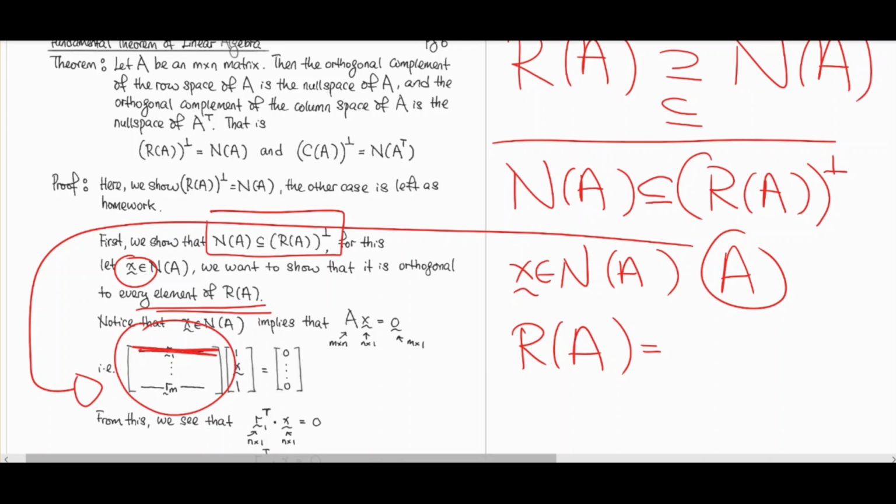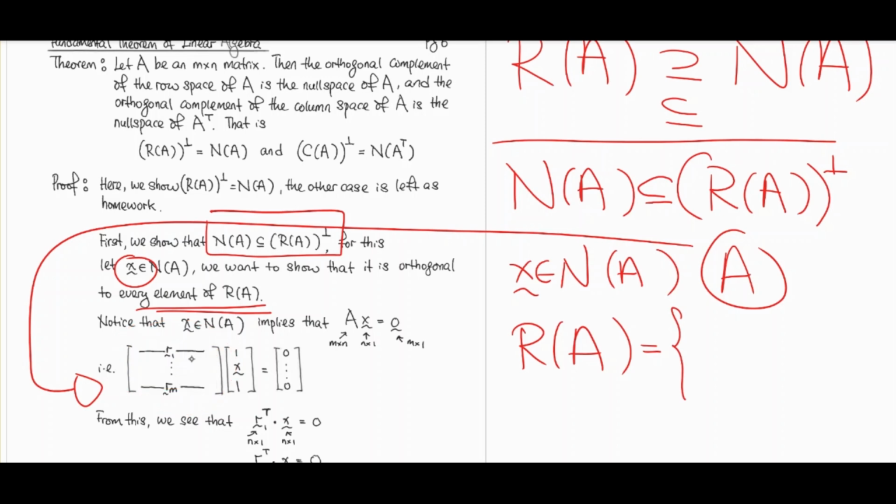So the row space of A is the span of the row vectors. And everybody knows that these are the row vectors. But I want to do something a little bit different. I'm going to identify my row vector as a column vector. So we can do that. It's not going to be a problem.